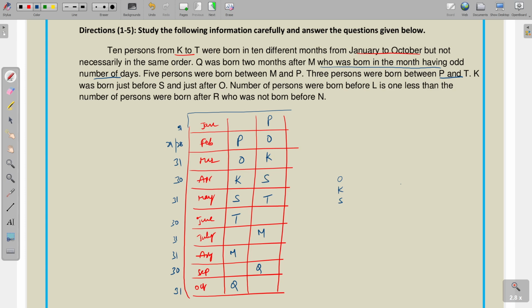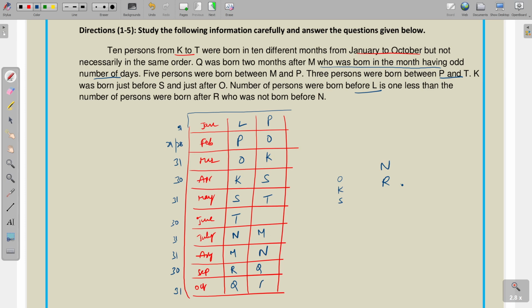And next, number of persons who were born before L is 1 less than the number of persons who were born after R, who was not born before N. It means R was born after N. Suppose if N is placing here, R is placing here, and L is placing here. See, number of persons before L, so before L there is no one, is 1 less than the number of persons born after R. After R here we have 1. Okay, condition satisfied.